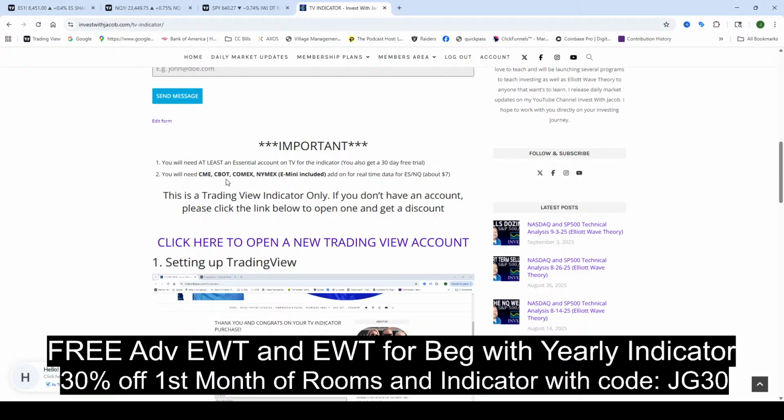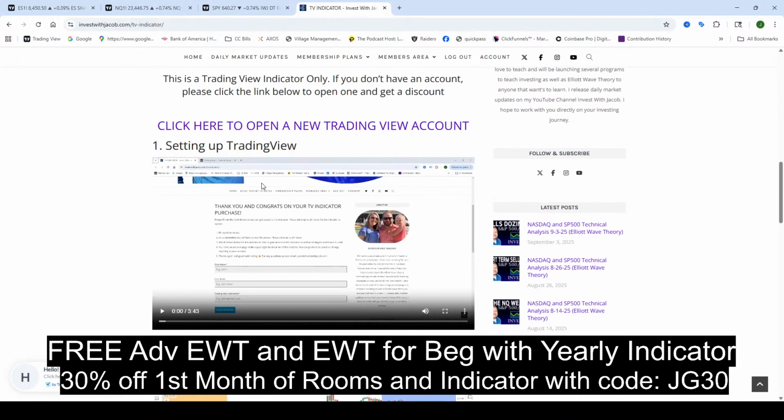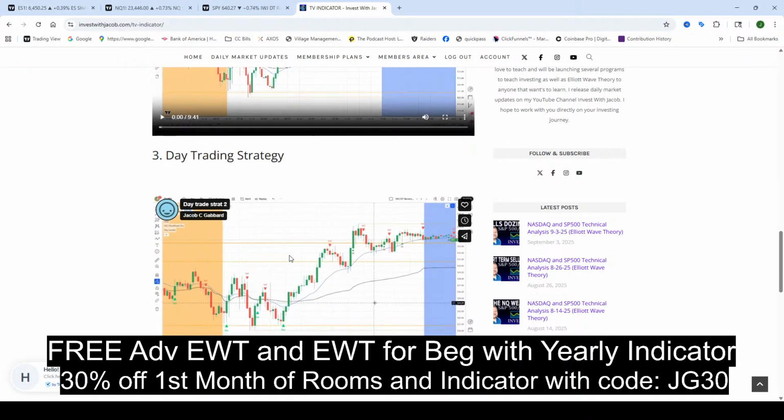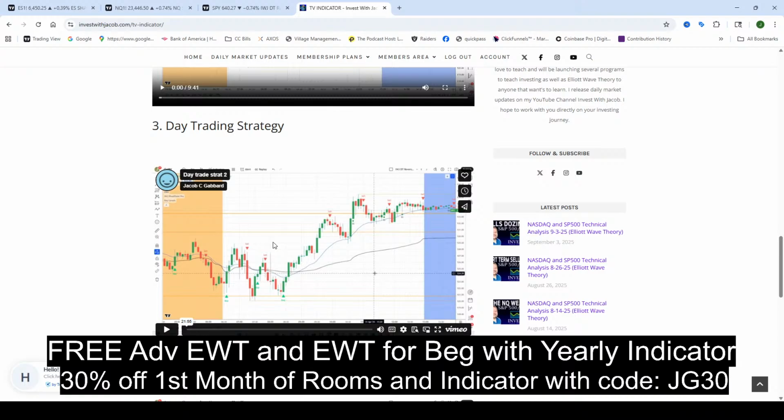You'll need this CME CBOT as well. It's $7 a month. That's the real-time data on the futures that I talked about earlier. And then you will set up your TradingView account. It tells you how to do that. You'll set up the indicator. We tell you how to do that. We tell you our exact day trading strategy that has given us over 60% returns over the last 19 months. I guess 20 months now.